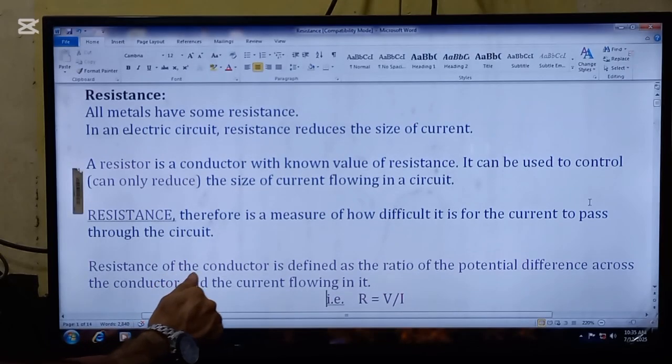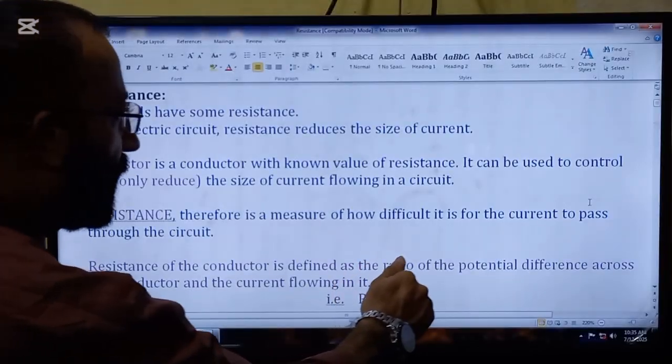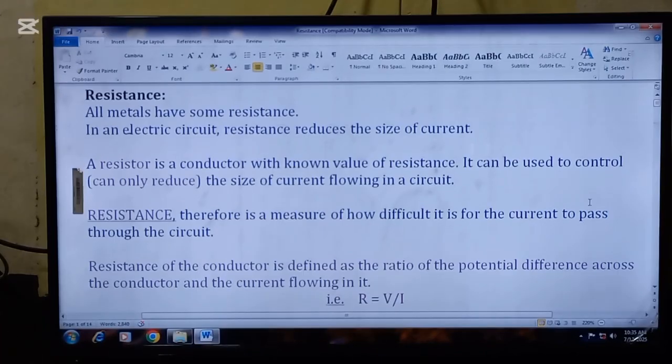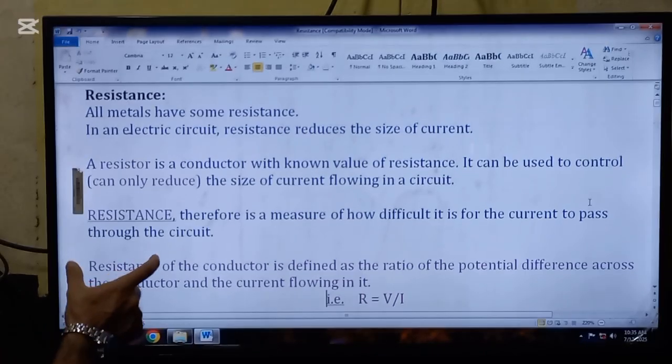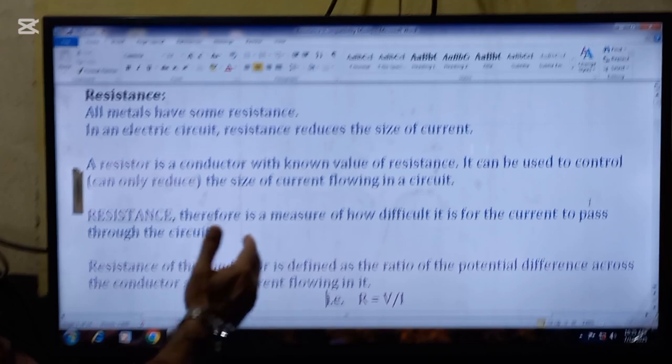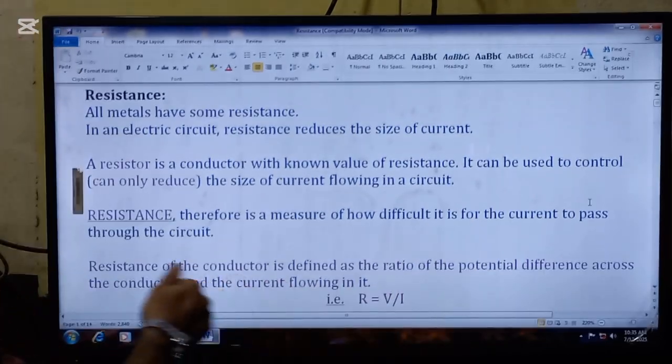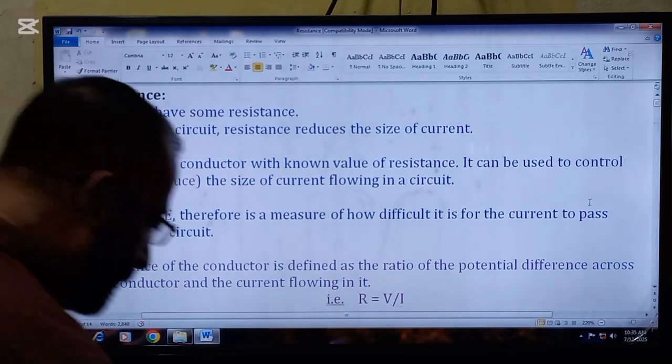Resistance, therefore, is a measure of how difficult it is for the current to pass through the circuit. So, this is the resistance. This is actually the measure of how difficult it is for the current to pass through a circuit.